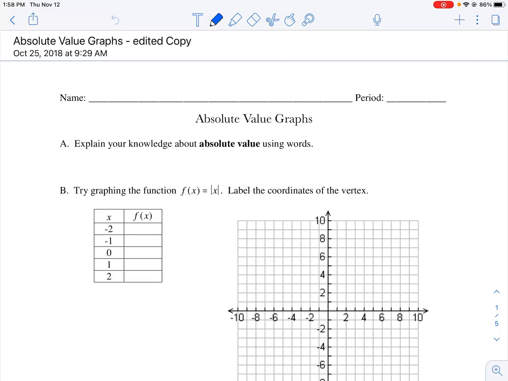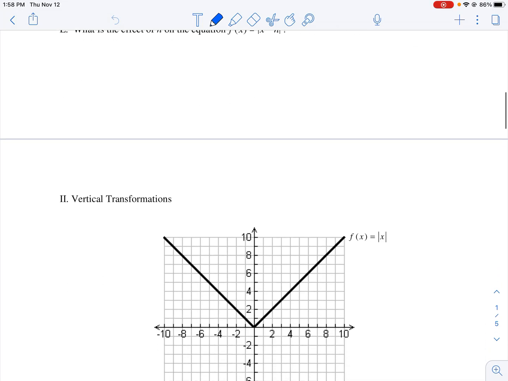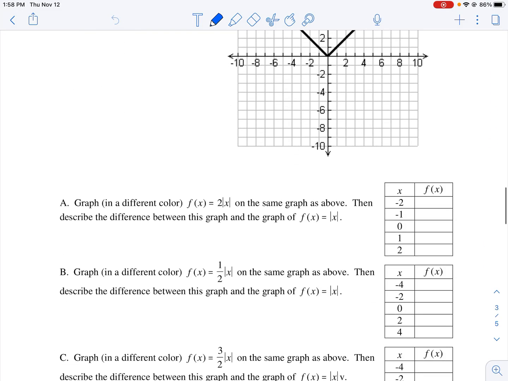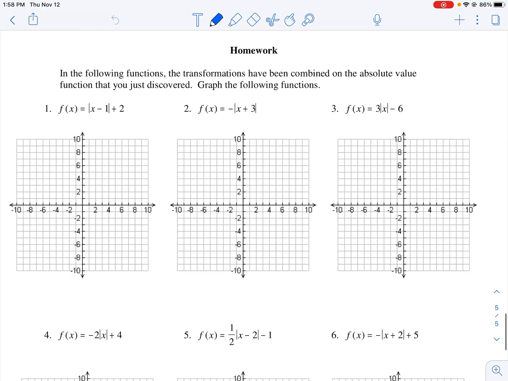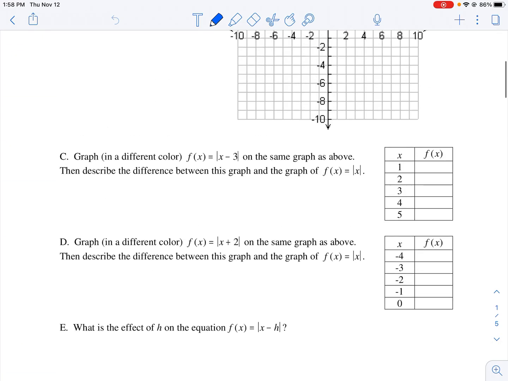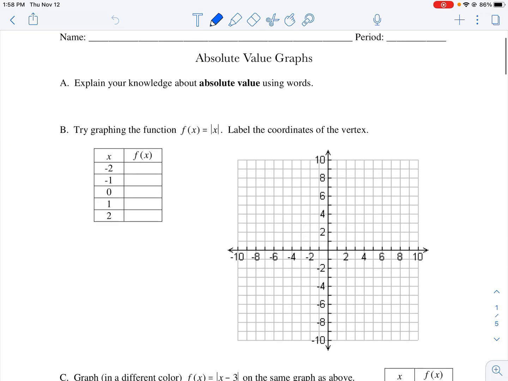Alright, ladies and gentlemen, we're going to go over how to do absolute value graphs. This packet's really similar to the graphing quadratics one. It has you experiment a little bit to see what things do, and then at the end it has you practice graphing your own absolute value graphs. It's a little bit shorter. It's missing one of the pages.